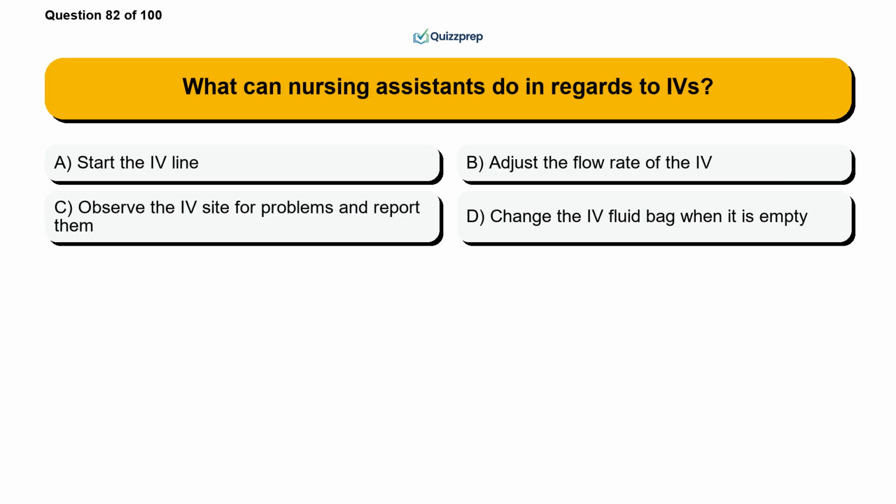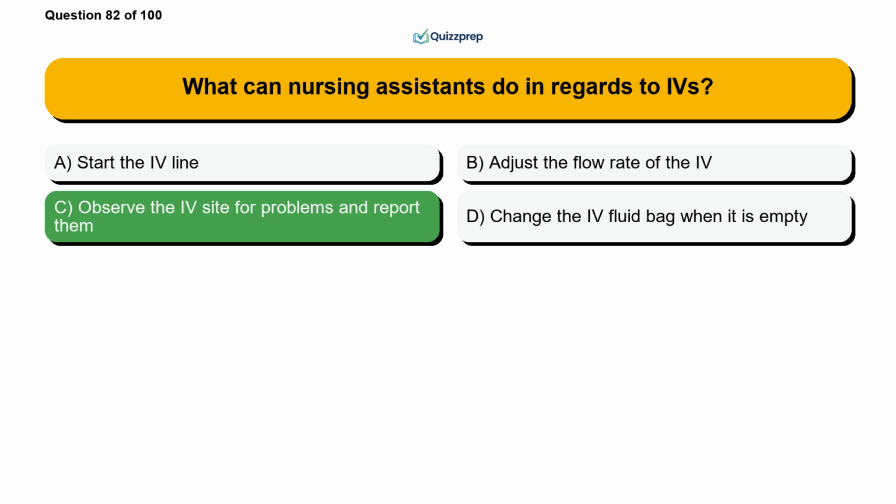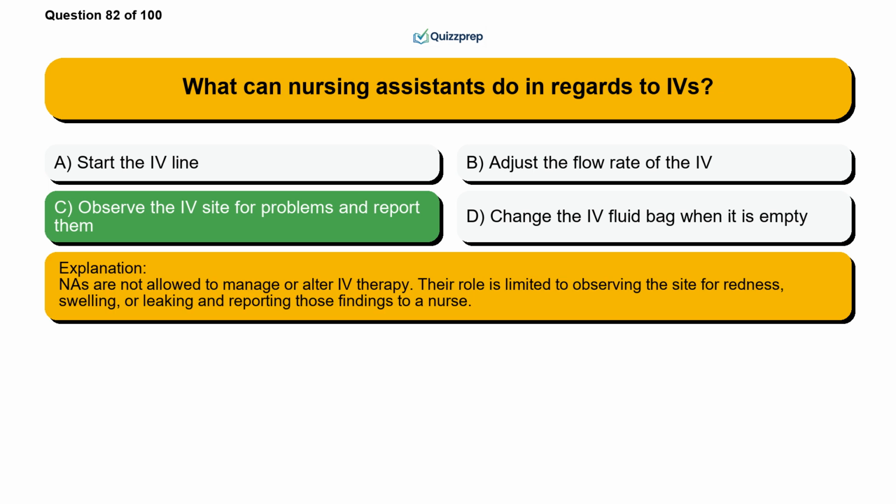Question 82. What can nursing assistants do in regards to IVs? Option A, start the IV line. Option B, adjust the flow rate of the IV. Option C, observe the IV site for problems and report them. Option D, change the IV fluid bag when it is empty. The correct answer is option C, observe the IV site for problems and report them. NAs are not allowed to manage or alter IV therapy. Their role is limited to observing the site for redness, swelling, or leaking and reporting those findings to a nurse.